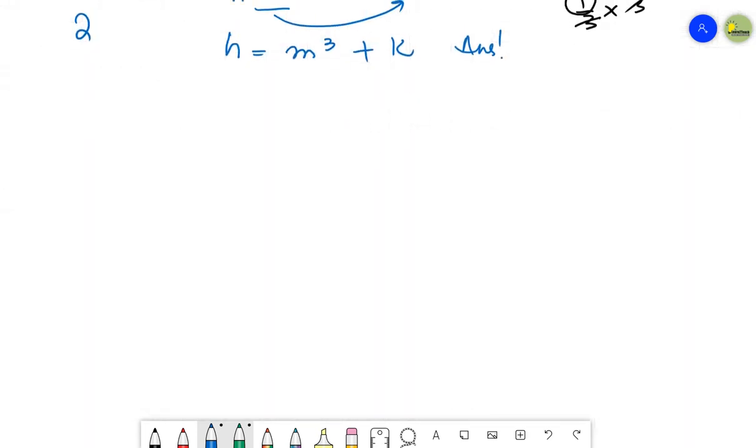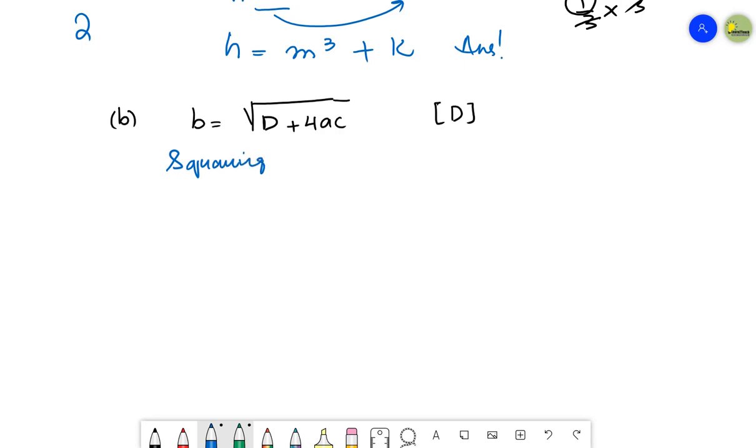Now let me move towards part B. Okay, in part B, I have b equals the square root of d plus 4ac. Again, the same concept. I hope you can do it yourself, but let me do it for you. You have to make d the subject of the formula. So we know that d is present inside the square root. So in order to remove this square root, I have to square on both sides. Squaring on both sides of the equation will remove this square root from d plus 4ac.